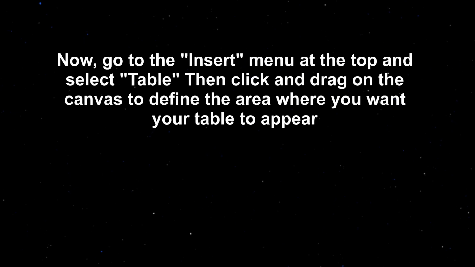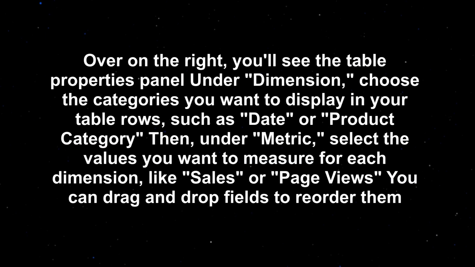Now, go to the Insert menu at the top and select Table, then click and drag on the canvas to define the area where you want your table to appear. Over on the right, you'll see the Table Properties panel. Under Dimension, choose the categories you want to display in your table rows, such as date or product category. Then, under Metric, select the values you want to measure for each dimension. Like sales or page views, you can drag and drop fields to reorder them.